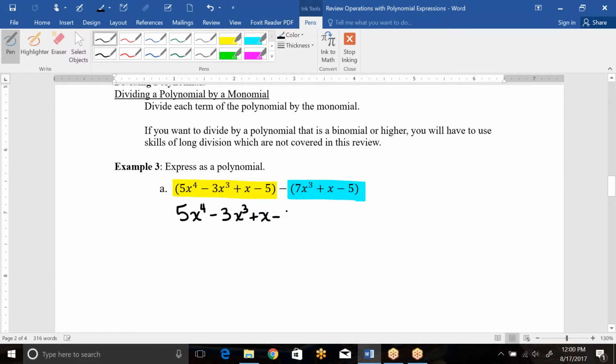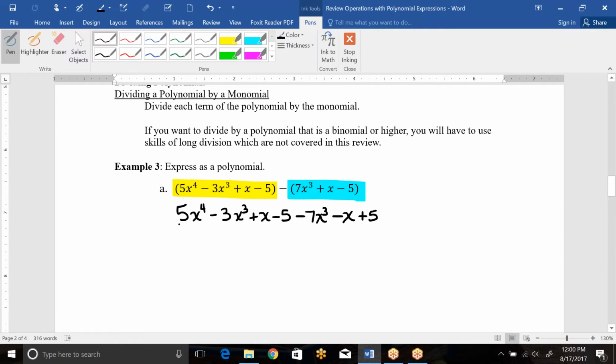So we bring all of those first terms down. This says do the opposite of everything in the second parentheses. So that's a positive 7x cubed, so we'll actually make it a negative 7x cubed. You can think of this as distributing -1. This was a positive x, so we'll make it a negative x. This was a -5, so we make it a positive 5. So we change the signs of that entire second polynomial.